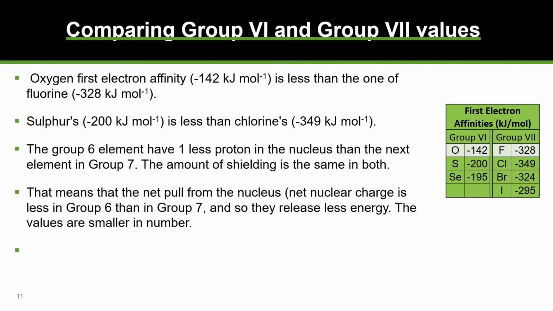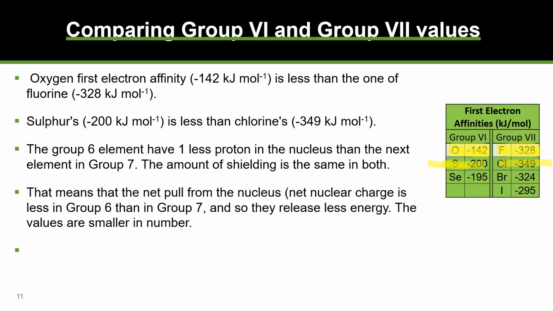Let's see what happens when we compare group 6 and group 7. Let's compare first oxygen and fluorine. Oxygen has a value of -142 and fluorine has a value of -38. The same happens with sulfur. Sulfur has -200 and chlorine has -349.